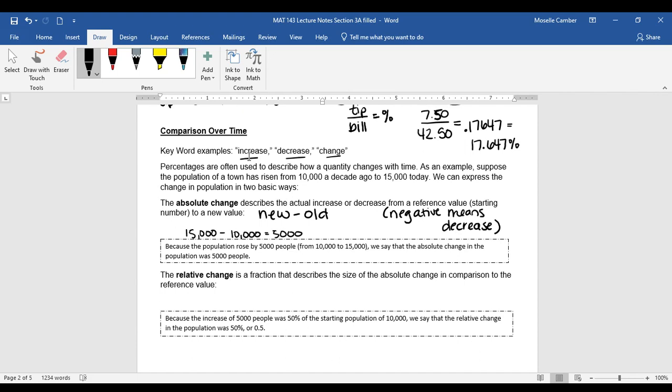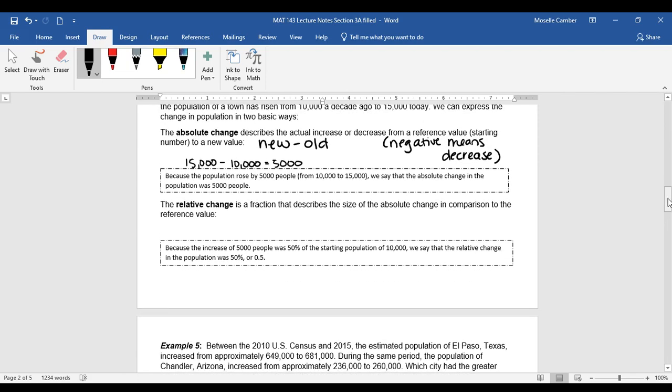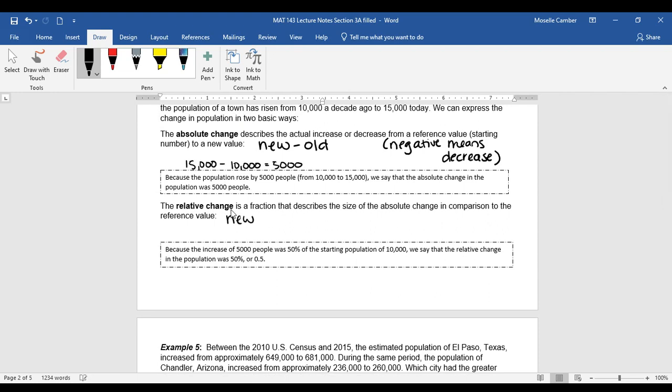Now, relative change is going to be relative to what it started with. So it sometimes gives you a better idea of how big of a difference that change was. Relative change is going to be a fraction, a percentage comparing the new value to the old value. So overall, you have new minus old divided by your old value. You can also think of it as the absolute change divided by your old value. I always just remember the new minus old divided by old. Whichever one you are more comfortable with, you can do that.